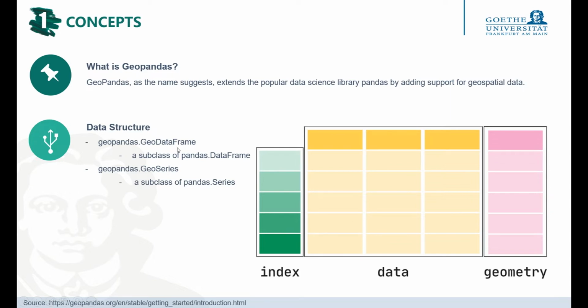The GeoPandas GeoDataFrame is a subclass of Pandas DataFrame that can store geometry columns and perform spatial operations. The GeoPandas GeoSeries is a subclass of Pandas Series that handles the geometries. As you can see, the GeoDataFrame is a combination of Pandas Series with traditional data, the yellow part, and GeoPandas GeoSeries with geometries, the pink part.